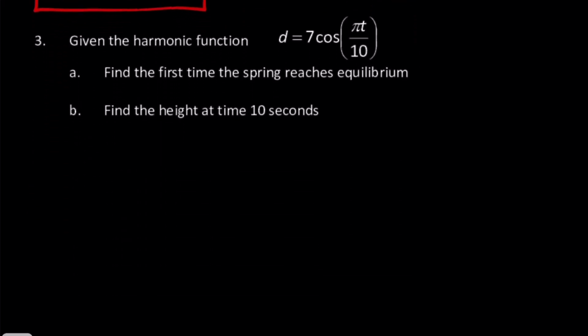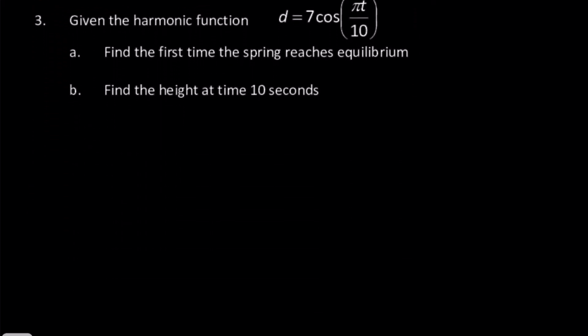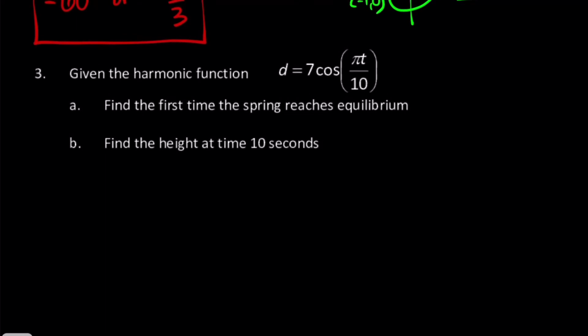All right, the last warm-up question. Given the harmonic function d equals 7 cosine of pi t over 10, find the first time the spring reaches equilibrium, and find the height at time 10 seconds. Pretty simple here. I've got a positive cosine. I know the amplitude is 7. My b value is pi over 10, the frequency. So the period is 2 pi over pi over 10, and a simple copy change flip gives you 20.